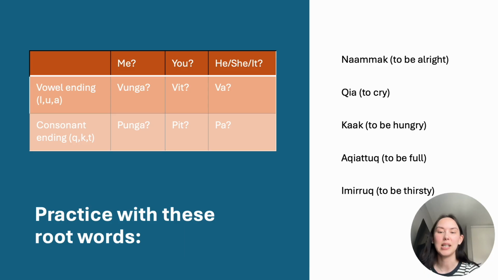The next one is gak. So that means to be hungry. Gak. And gak ends in a K. So we're going to say gakpa.